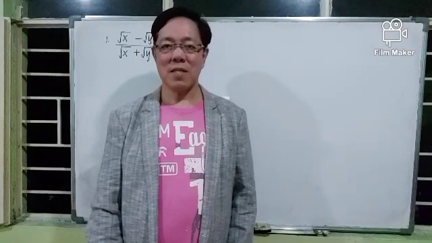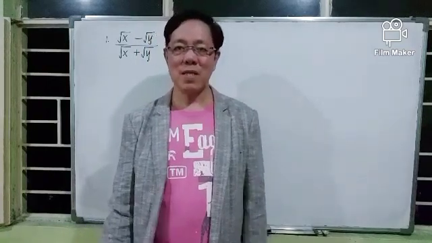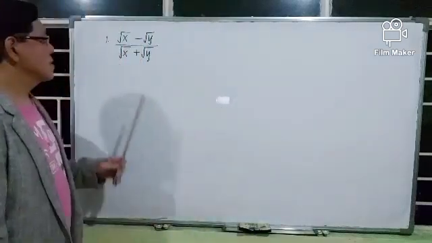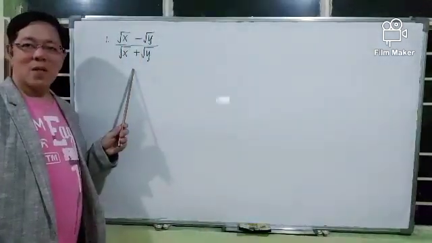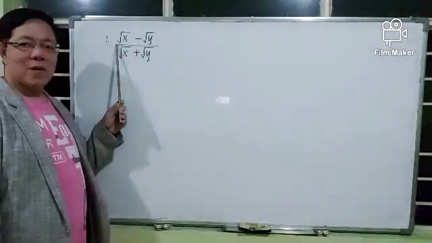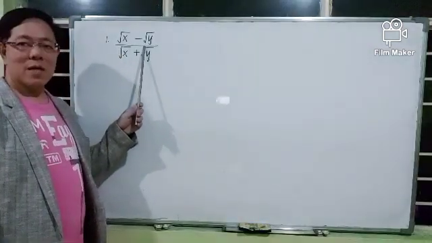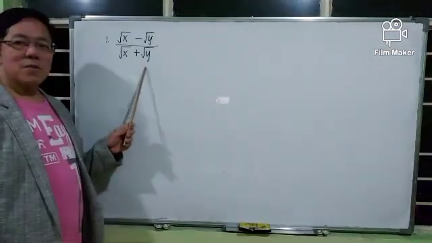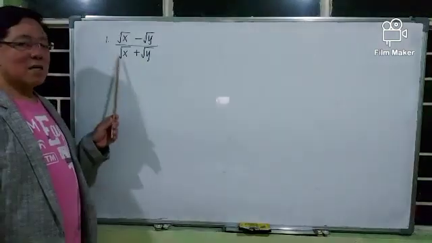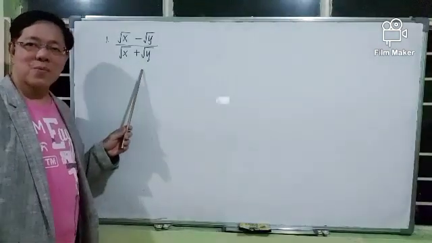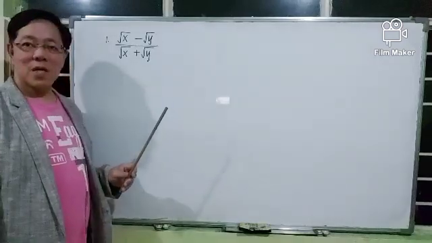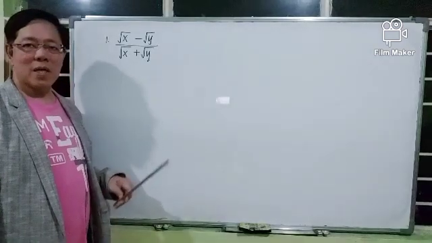For our first example, consider the following rational algebraic expression. This is an example of a rational algebraic expression. We have square root of x minus square root of y all over square root of x plus square root of y. This algebraic expression is an example of a rational algebraic expression because it is a ratio of two algebraic expressions.